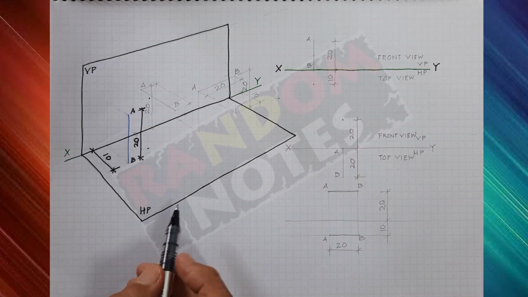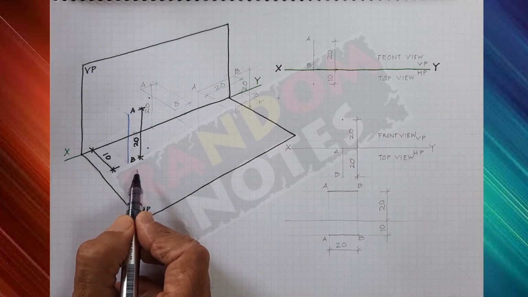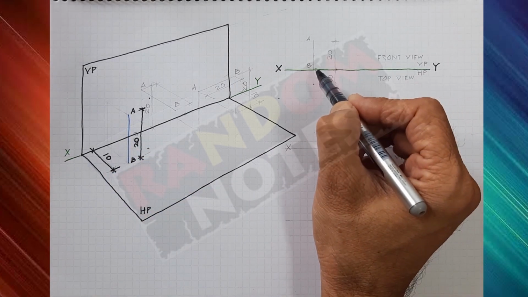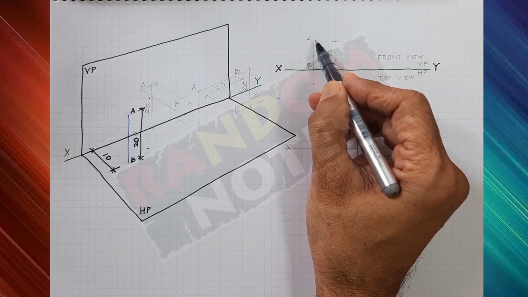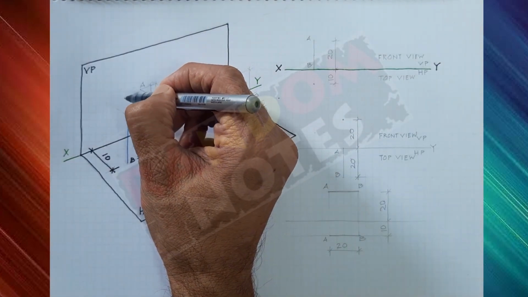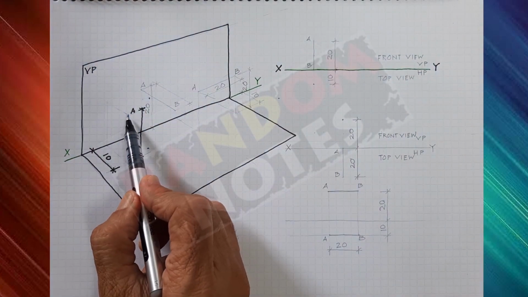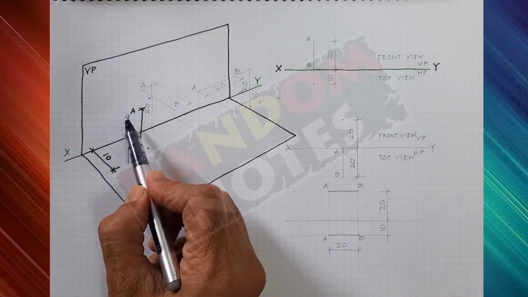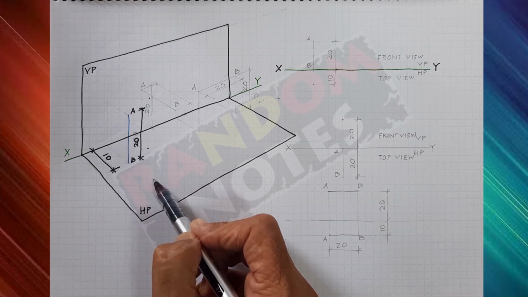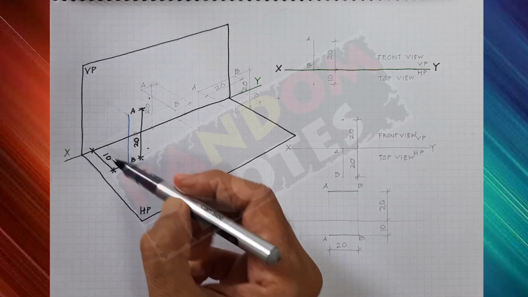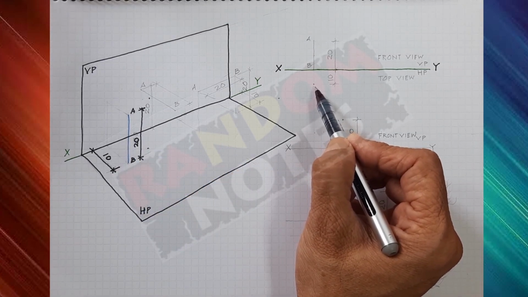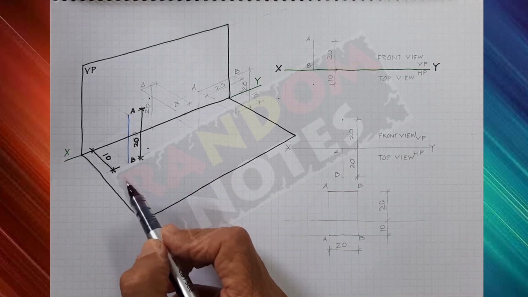So if I was to look from this direction, I will see the elevation as the complete line of 20 mm from point A and from point B. But if I was to see it from plan, I would see point A and point B overlapping, since the line is perpendicular to the horizontal plane. So I will see a point out here. So where will I start from? I will first start with the elevation.